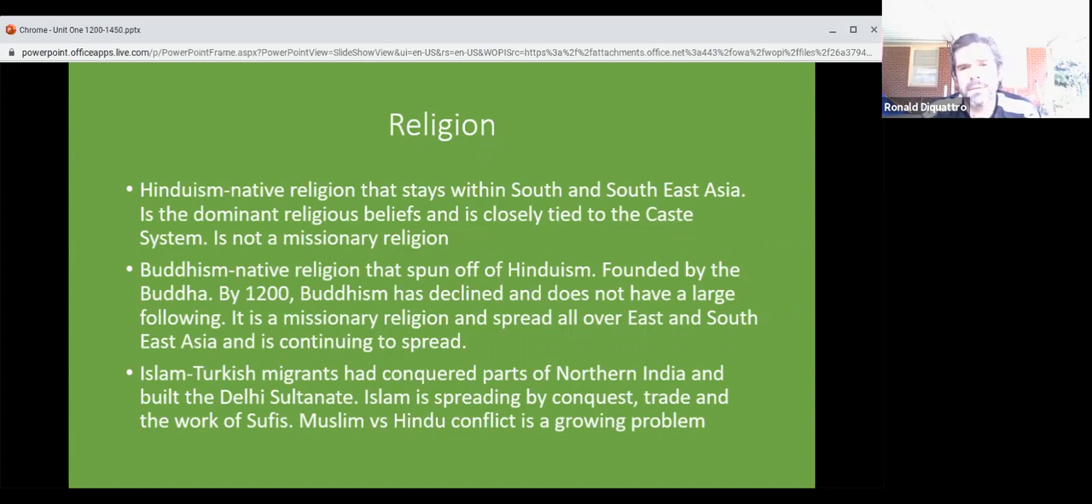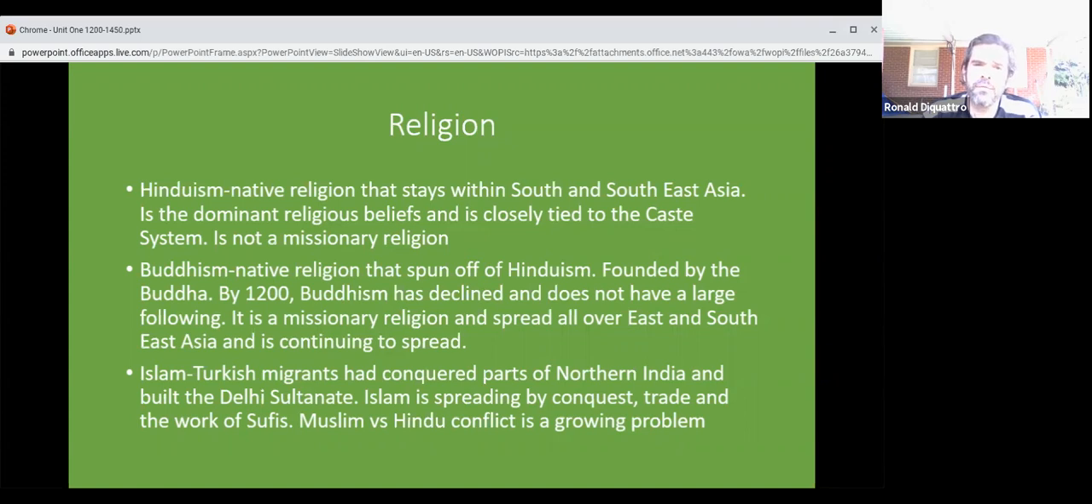These Turks, the most important thing they do, however, is they bring Islam into India, and it's important that you know that they bring it in by conquest. Conquest is how it comes originally. Later on, Islam will continue to spread amongst groups of people in South Asia through the work of Sufis. Sufis are special Muslim missionaries who we're going to talk more about in the next couple of days as far as what their particular role is.